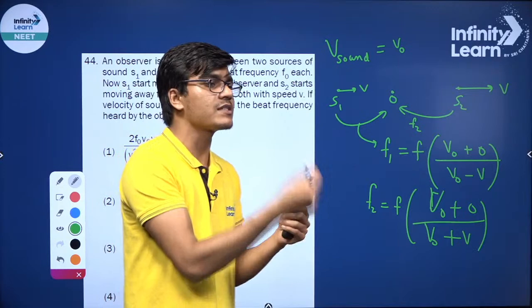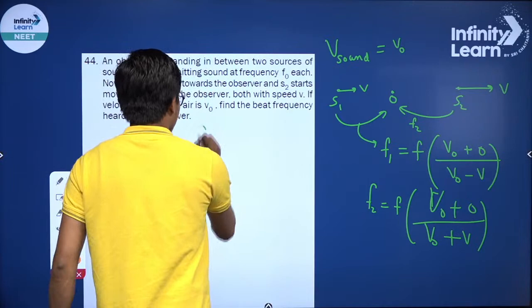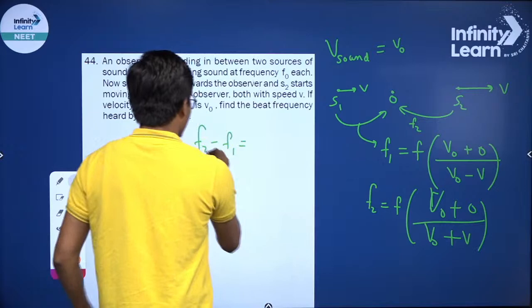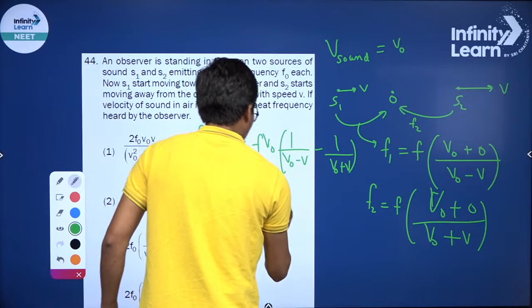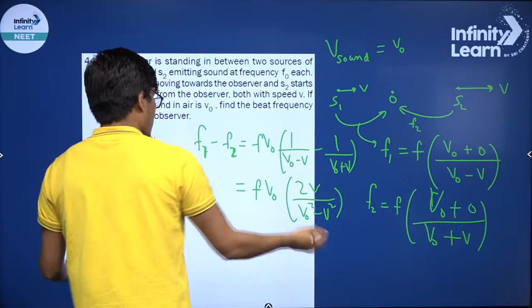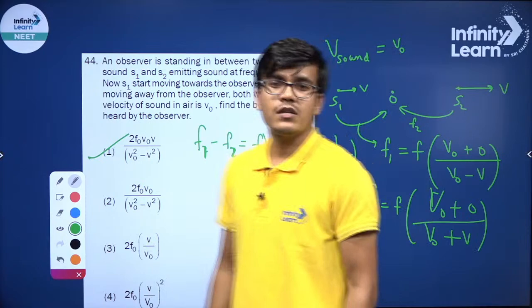And if these are the two frequencies heard by this man, what is the beat frequency? That is just the difference between them, right? So take the difference, and f1 is more, so f1 minus f2, so f v naught into 1 upon (v naught minus v) minus 1 upon (v naught plus v). Just subtract it, f v naught into 2v upon (v naught square minus v square) after LCM. So which option is matching with it, that is the first option, right? All right, so good question from the Doppler effect.